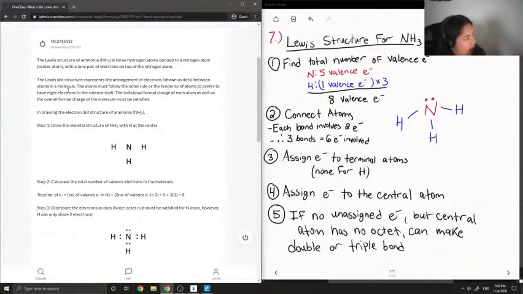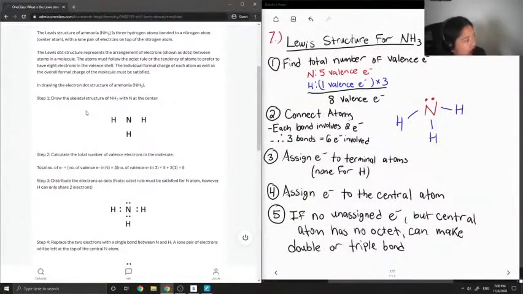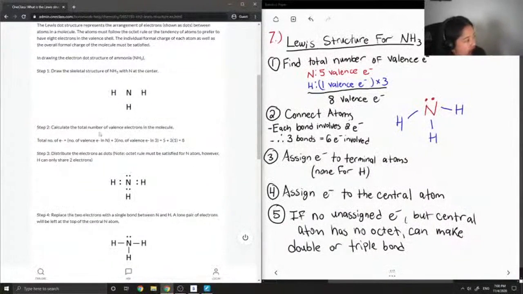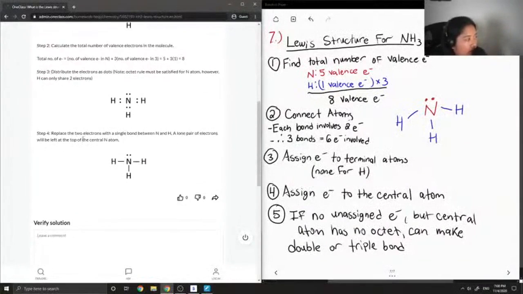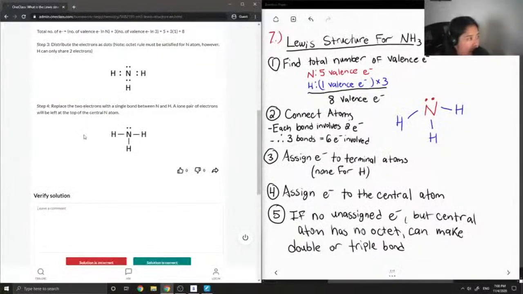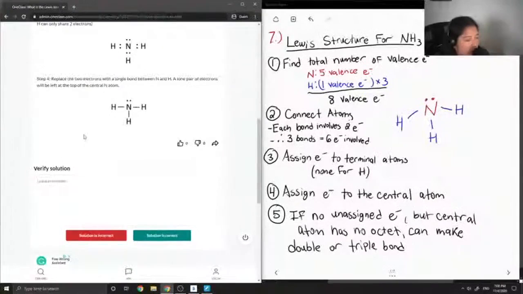So in drawing the electron dot structure of ammonia, step 1, draw the skeletal structure of NH3 with nitrogen at the center. Step 2, calculate the total number of valence electrons in the molecule. So this is what we did first, where you had the number of valence electrons in nitrogen plus in hydrogen. They got 5 plus 3 equals 8. Step 3, distribute the electrons as dots. Note the octet rule must be satisfied for nitrogen. However, hydrogen can only share 2 electrons. Step 4, replace the 2 electrons with a single bond between nitrogen and hydrogen. A lone pair of electrons will be left at the top of the central nitrogen atom.